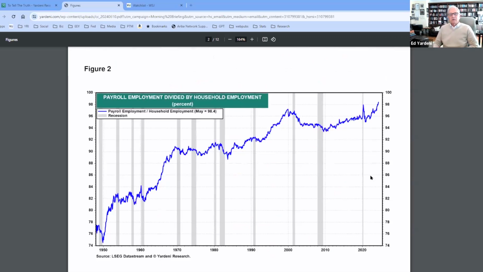This is, by the way, just a fun chart showing payroll employment divided by household employment. Again, you can see that right since the beginning of the data, payroll employment has been lower as a percentage of household employment. But you can also see there's been kind of a puzzling upward trend here. Is it that fewer people are participating in these household surveys? Is it maybe there are fewer self-employed?